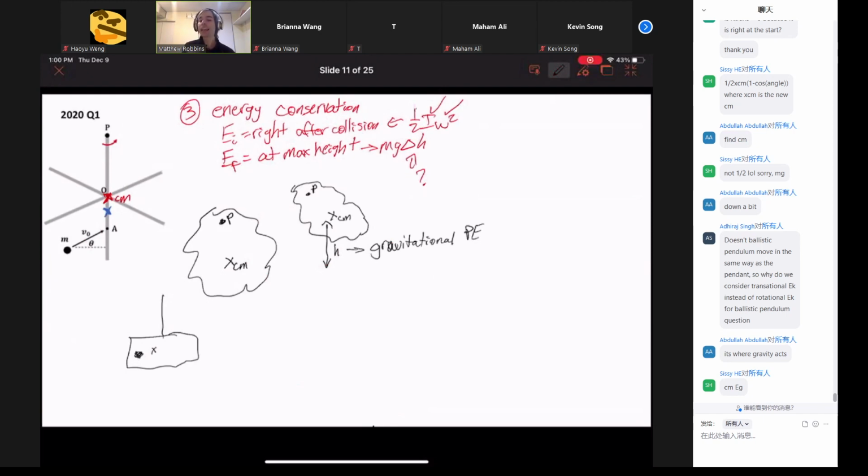The key is the center of mass is still along the same axis as my radial vector. Whereas in the ballistic pendulum, the center of mass is no longer along the axis of the radial vector. So that's why for the ballistic pendulum, it's easier to use linear momentum and translational energy, whereas for the object in this problem, we use rotational kinetic energy and rotational angular momentum.